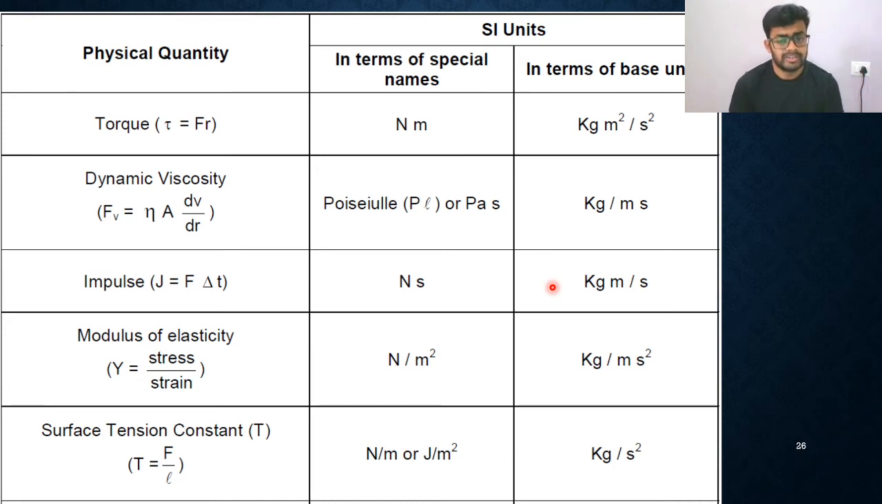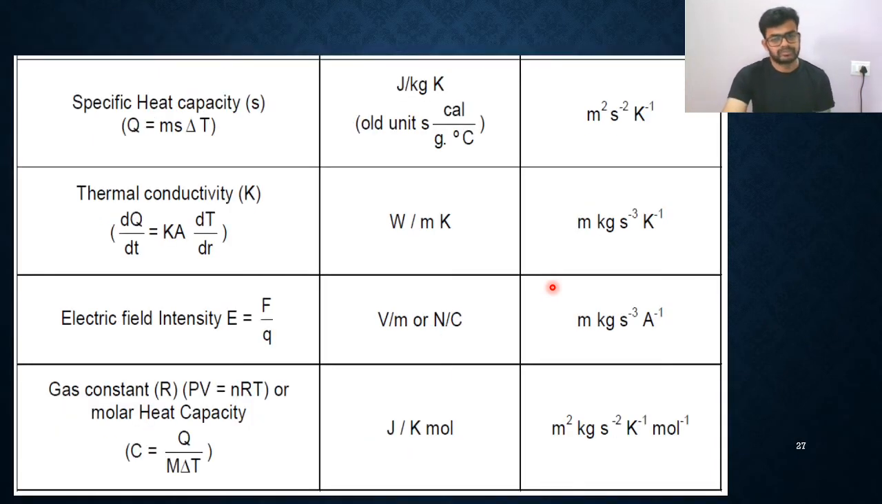Okay, next, surface tension. So surface tension, we can say T is equal to F by L. Actually, F is equal to TL. This T is called surface tension. So T is equal to F by L, Newton per meter. These are some more formulas you need to remember.